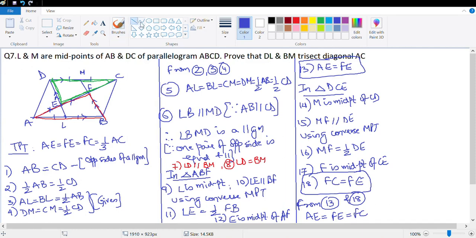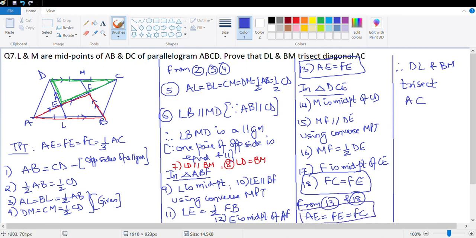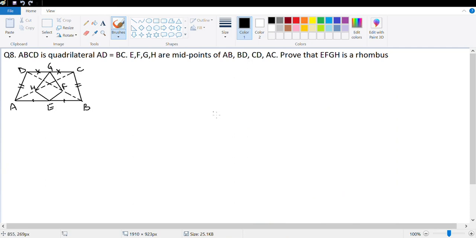So this is what they wanted, that is trisects, but let's write this down. Therefore DL and BM trisect, which is 3 equal parts of AC. So this is what we get. AE, FE and CF are equal. Perfect. Let's look at the next question. The next question that we do will be question number 8.